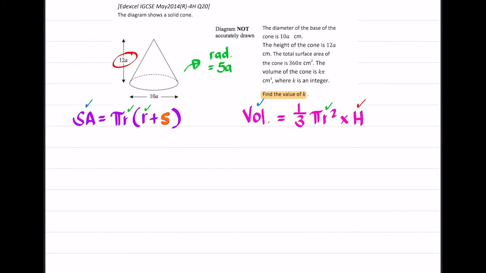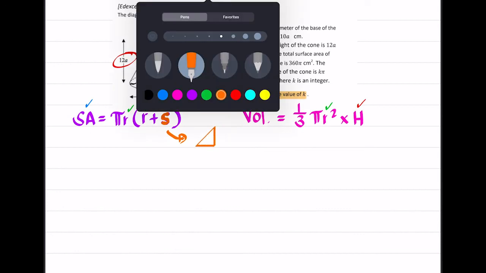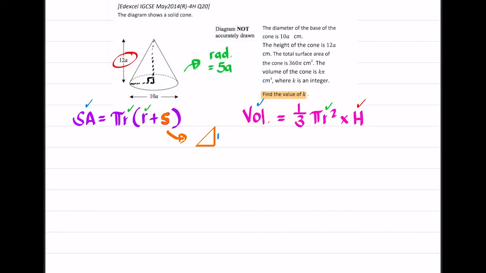So that's where we're going to start. We're going to start by determining the slant height. If I were to show you what it would look like as a little sketch, we would have a triangle like that. We have our height, which is 12a. We have our radius, which is 5a. And this over here is our slant height. So we want to determine our hypotenuse over here.